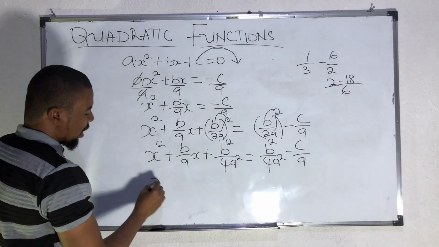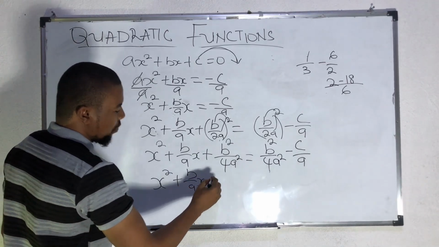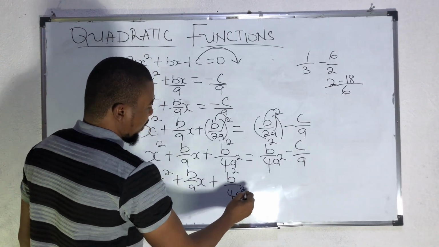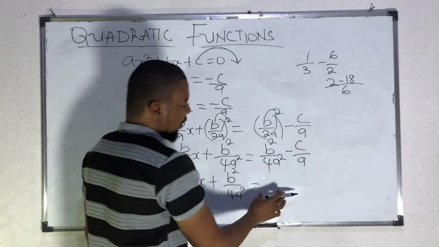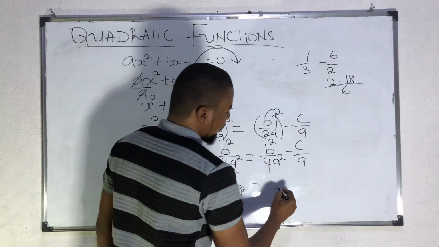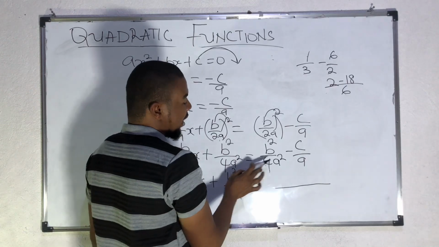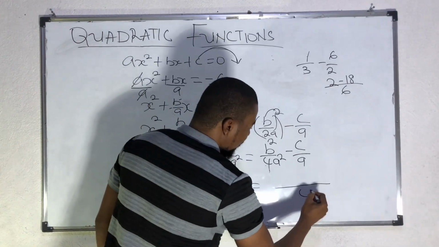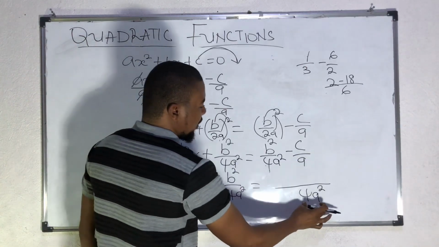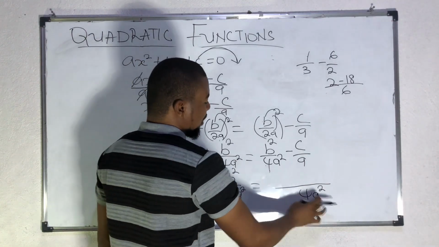Now let me rewrite this again. We have x squared plus b over a multiplied by x plus b squared minus 4a squared is equal to, let's now get the LCM of 4a squared and a. The LCM of these two terms is 4a squared. Now let's do the division and multiply.